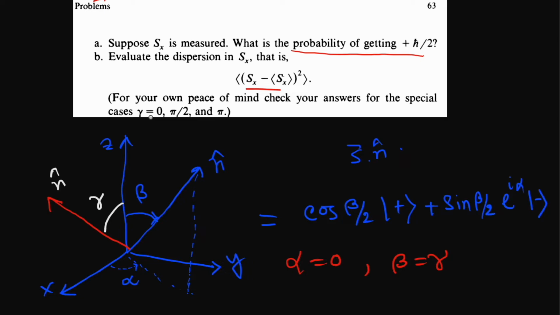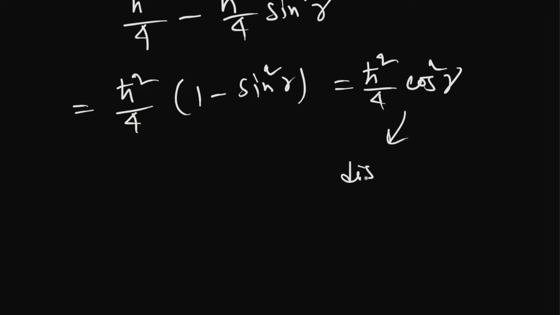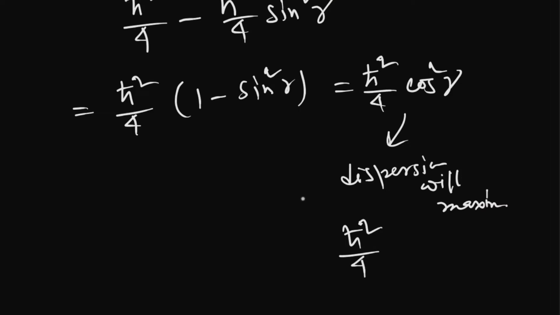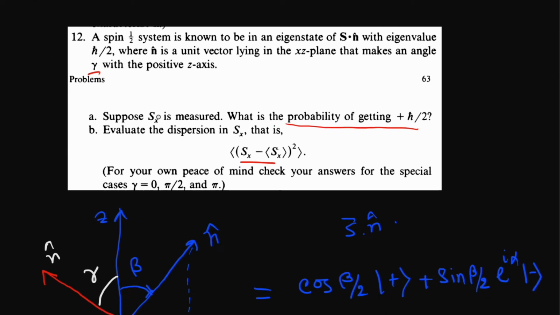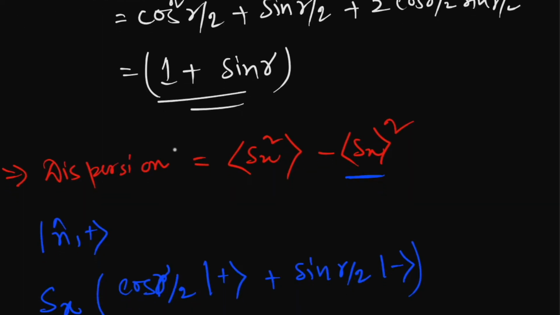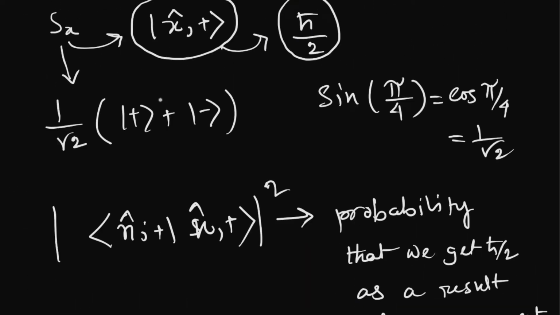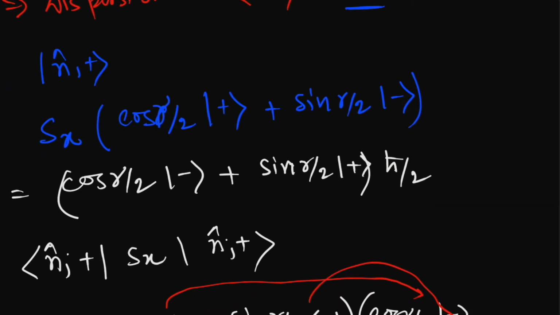Now if we put the value of gamma equal to 0, we expect that if we measure Sx, the dispersion will be maximum. So let us check that. If we put gamma equal to 0, then the dispersion will be maximum. That is h cut square by 4, and the dispersion becomes 0 when the state is an eigenstate of Sx. That means if n cap becomes x cap, then gamma will be pi by 2. If gamma equal to pi by 2, the dispersion will be minimum. The minimum dispersion will be 0.